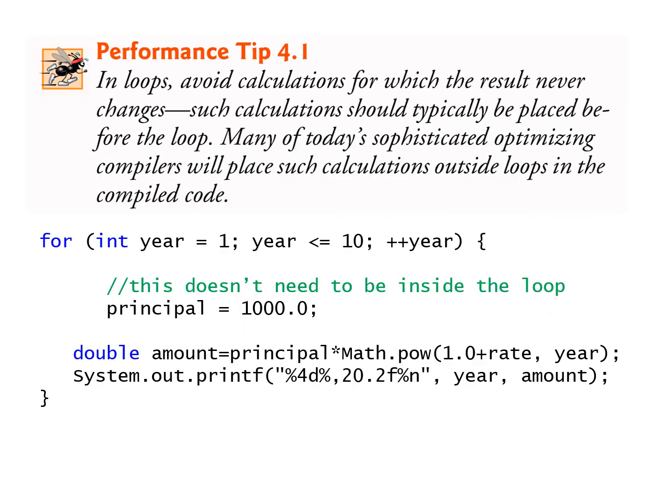As a performance tip with loops, you should not include in a loop any calculations for which the result never changes. Such a calculation should typically be placed before the loop. For example, the assignment of principal to 100 in the interest program should not be placed inside the for loop like this, because you only need to set the principal once and use the same value of principal for every loop iteration. So no need to reset it to the same value in every iteration of the for loop.